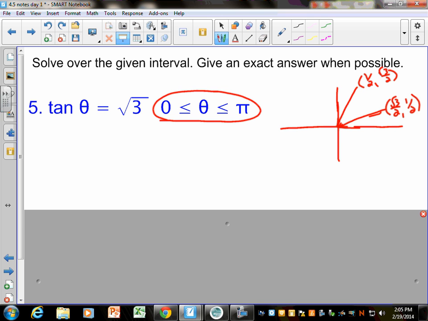Tangent is what ratio? Y over x. Which one of those angles is going to give me square root of 3 over 1 as my tangent?